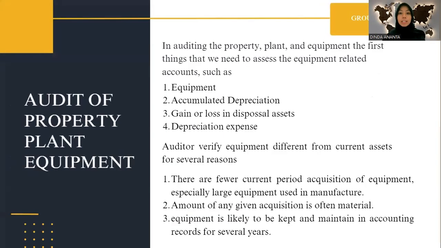Okay, in auditing property, plant, and equipment, the first thing that we need to assess is the equipment-related accounts such as equipment, accumulated depreciation, gain or loss on disposal of assets, and depreciation expense. Mostly, auditors verify equipment differently from current assets for several reasons. First, there are fewer current period acquisitions of equipment, especially large equipment used in manufacturing. And second, the amount of any given acquisition is often material, and equipment is likely to be kept and maintained in a record for several years.